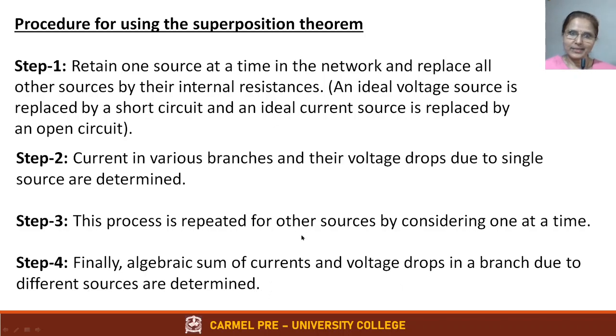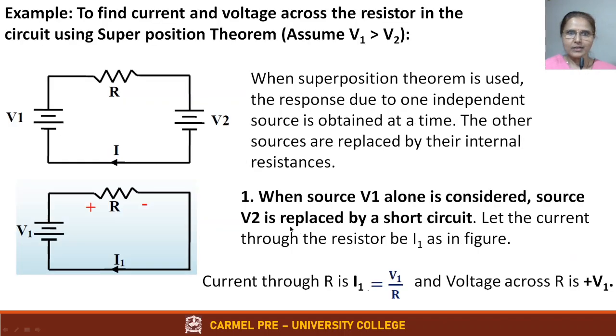So how to understand this? If you take an example only, you will be able to understand better. So we are considering a simple circuit with 2 voltage sources and 1 resistor. And the question is, you have to find current and voltage across the resistor using superposition theorem.